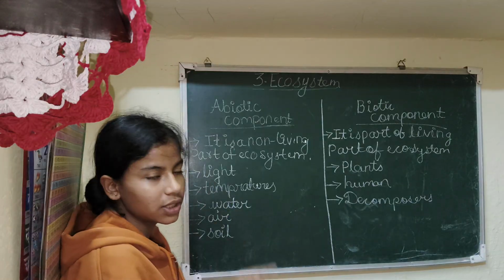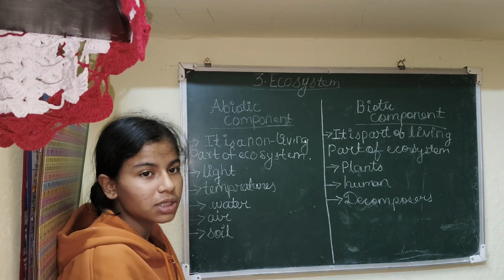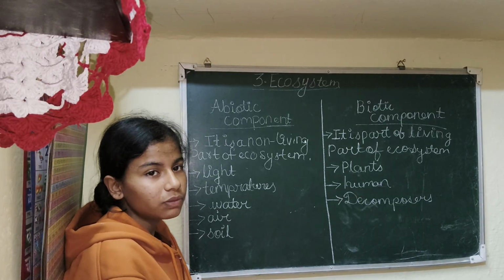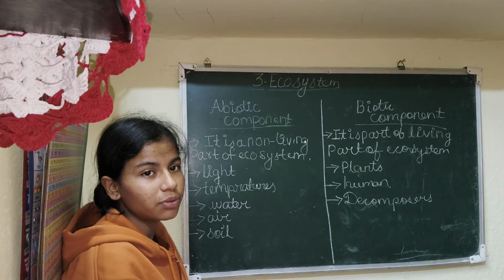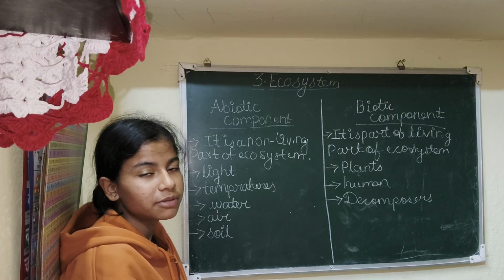So first is light. Without light or sunlight, can things be visible to us, or can the temperature be maintained well? No. So that's why light is very important to us, because if light is not there, all the things will not be visible to us.